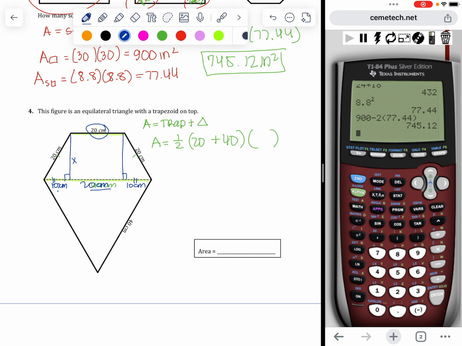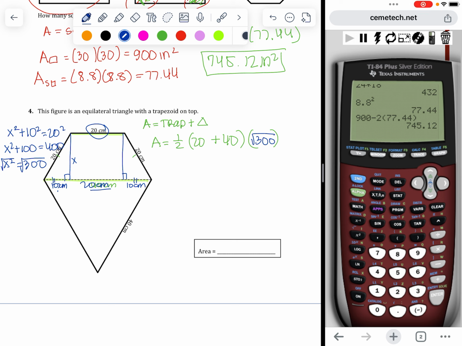Okay, so now I can do the Pythagorean theorem to figure out that side. So I have x squared plus 10 squared equals 20 squared. x squared plus 100 equals 400. Subtract 100 from both sides. I have x squared equals 300. And then take the square root, and I get the square root of 300, which is not a nice answer, so I'm just going to leave it for now.